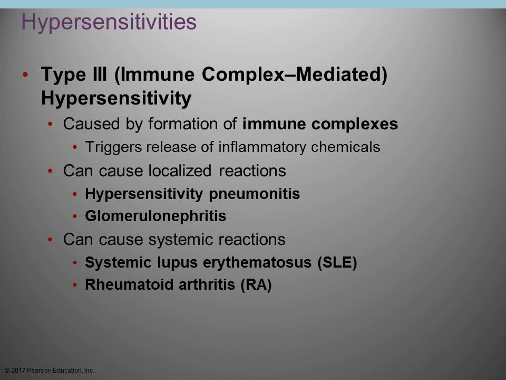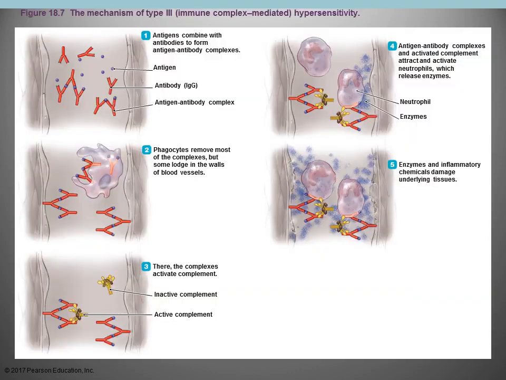Type 3, which is known as immune complex-mediated hypersensitivities. This basically triggers the inflammatory chemical release again. There's several different types. Some of them can be localized, some of them can be systemic. And there are examples that are listed here. Basically, once again, antigens are going to be released. They combine with the antibodies, forming the complex.